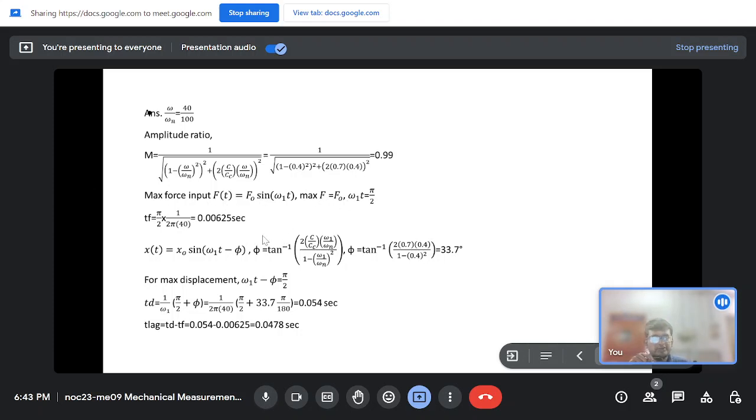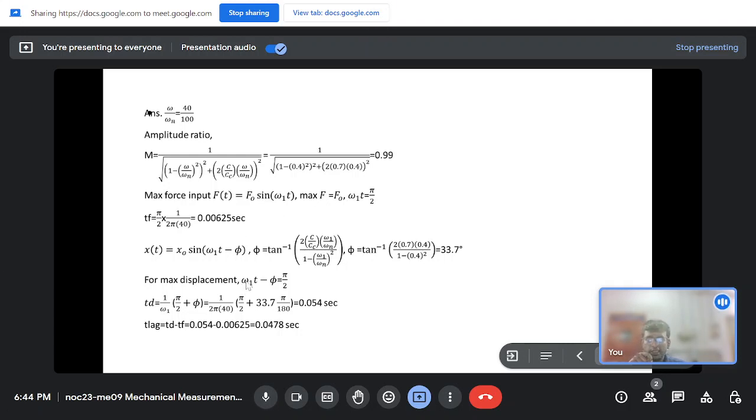We have to find the time at which maximum displacement occurs. So displacement can be expressed as x equals x naught, the maximum displacement, into sine of (omega 1 t minus phi). Force is the applied input and x is the displacement which has been measured. So in that case we will also have a phase lag for the displacement. The phase lag is phi. In this expression we have to find the maximum displacement. For that case, sine of (omega 1 t minus phi) should be equal to 1, or omega 1 t minus phi will be equal to pi by 2. That's the case when we'll have the maximum displacement.